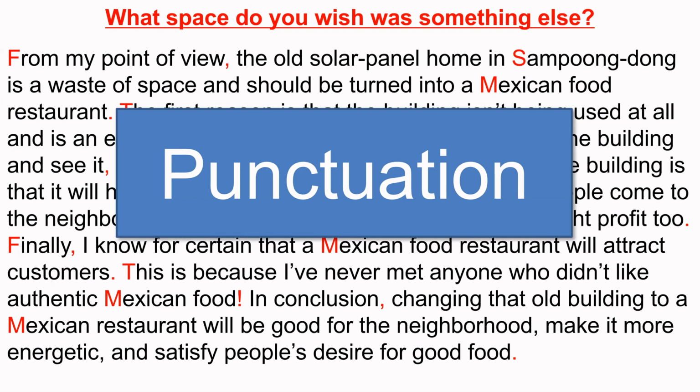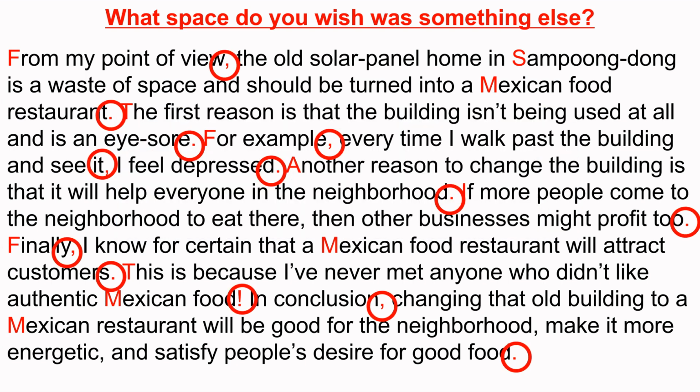All right, and here are the punctuation marks that should go in this paragraph. A sentence ends, period. There's a pause of some sort, comma. And here, the person seems to be excited about authentic Mexican food, exclamation point. The only question mark here is on the very top. What space do you wish was something else? All right.